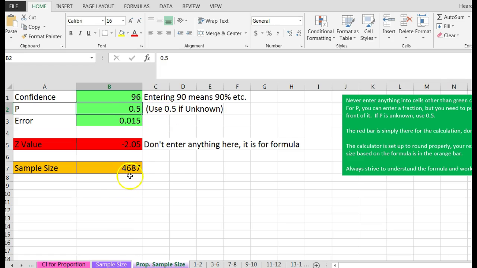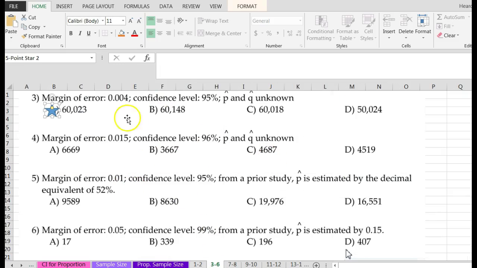The sample size would be 4,687. Let's check that out. Is that an option? 4,000. Oh, goodness gracious. Too easy. Let's just mark that answer.